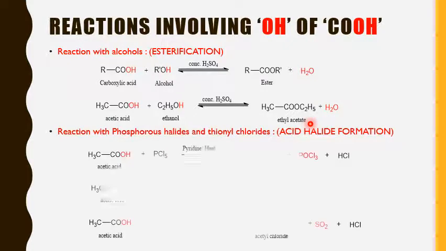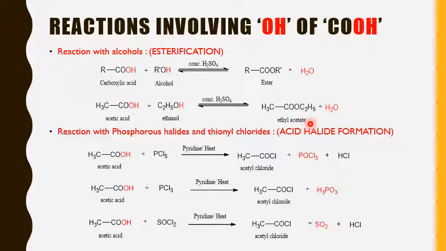This is an ester. And the next reaction is acid halide formation. All these reactions which involve OH of COOH are basically the reactions which lead to the formation of carboxylic acid derivatives. Ester is one of the acid derivatives. Similarly, acid halide is also an acid derivative. How do they form? When carboxylic acid reacts with either phosphorus chlorides or with thionyl chloride. Phosphorus chlorides can be pentahalide or trihalide. Both will give you acid chlorides, and similarly thionyl chloride upon reaction with acetic acid, just in the presence of a mild base such as pyridine, will give you an acid chloride.